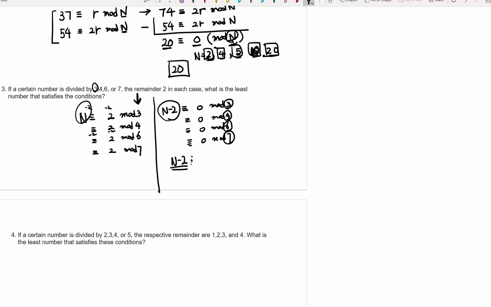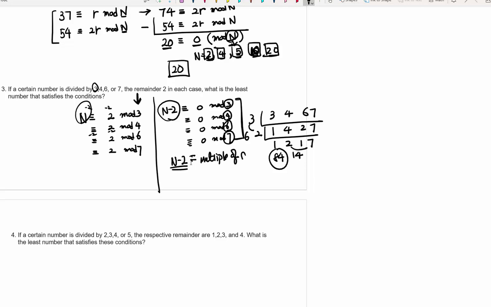So we have to find the least common multiple of 3, 4, 6, 7. You can use the ladder method. 3 is out, leaving 1, 2, 7. Divided by 2 again gives 2, 2, 1, 7. This is 6, this is 14, 84. So n minus 2 should be a multiple of 84. It can be 168 or 252, but we start with 84, since we want the least number. So n minus 2 equals 84, and n equals 86. The least number n is 86.